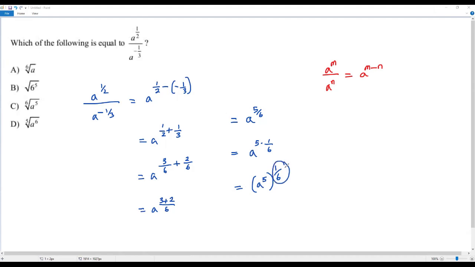Since the exponent here is a fraction with numerator 1, we can write it as a radical. When I write this exponent as a radical, the denominator 6 should be taken as the index of the radical. Then we have a to the 5th power inside the radical, and the denominator 6 is the index of the radical. Then we get the 6th root of a to the 5th power, and we find this exactly in answer choice C. The correct answer choice for this question is C.